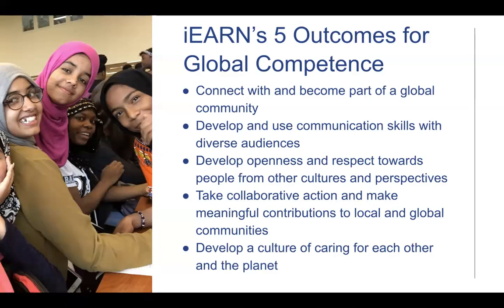You showed some of those quotes, but iEARN has 5 outcomes for global competence. We look at connecting as a global community. We look at developing communication skills with diverse audiences, the openness and respect that she was talking about with other cultures and perspectives, and collaborative action. iEARN really emphasizes that collaborative piece. We want students to take action on global issues or issues happening in their local communities, but also think about how they can collaborate with other people, either in their own community or across the world. And then developing that culture of caring for each other and the planet. Catherine, I'd love for you to talk about what that's looked like in your classroom.